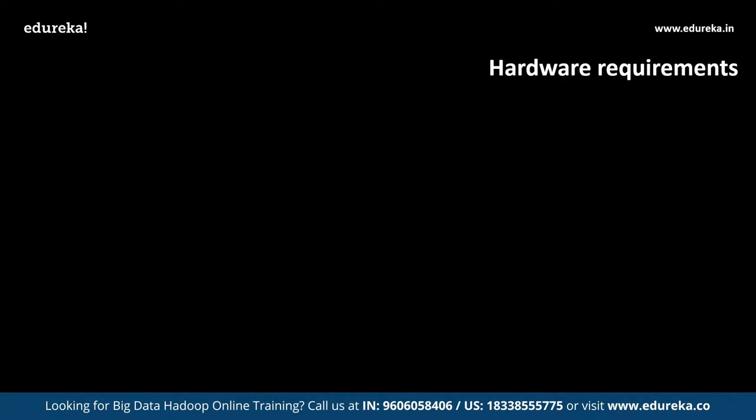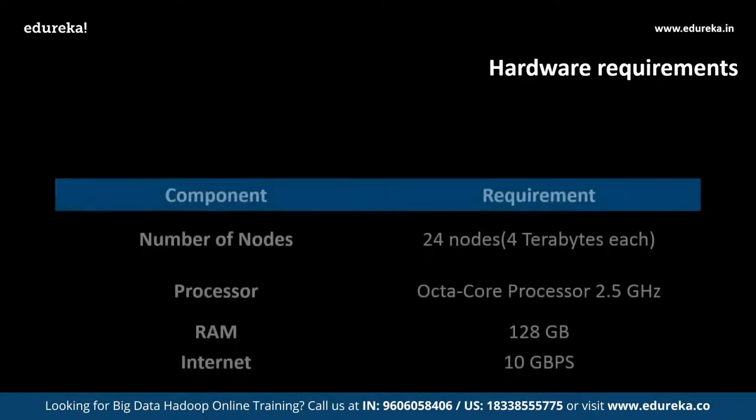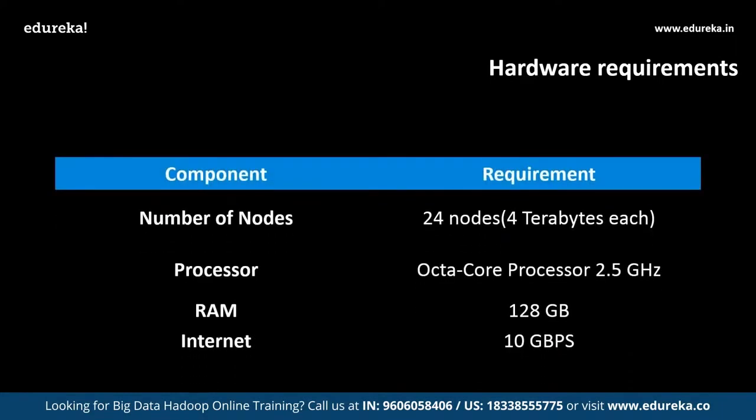The next crucial components in a Hadoop cluster, where the actual data is stored and Hadoop jobs get executed, are the data nodes and task trackers, respectively. Let us now discuss the hardware requirements for data nodes and task trackers. The number of nodes in a standard Hadoop cluster is 24, and each node should have a capacity of 4 terabytes of storage. Followed by that, the next important requirement is the processor.